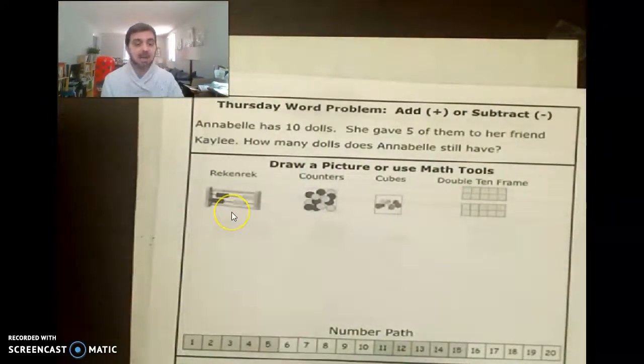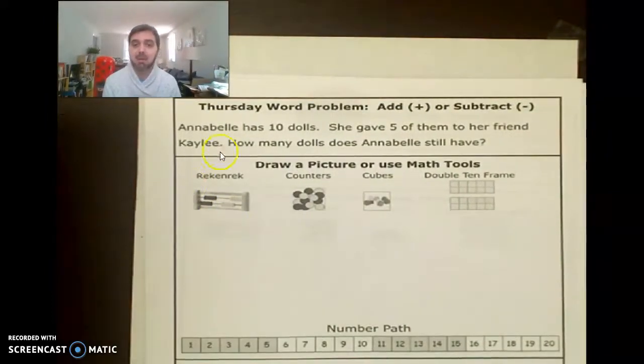So let's think about it. Let's read it and think about it. So it says Annabelle has 10 dolls. That's pretty good. She gave 5 of them to her friend Kaylee. How many dolls does Annabelle still have?